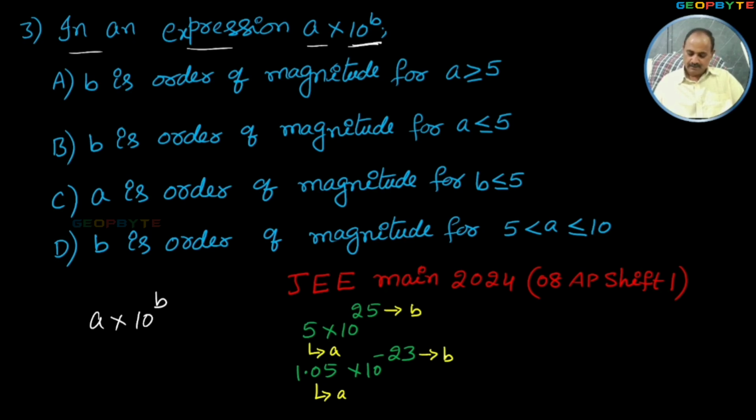From that I can say that b may be either positive or negative, but it is the power or exponent of 10. But remember, a is always in between 1 and 10. So a should be less than 10, but always more than 1. That means a is in between. Otherwise, you can also write a is less than or equal to 10, but more than 1. Right? It is like this.